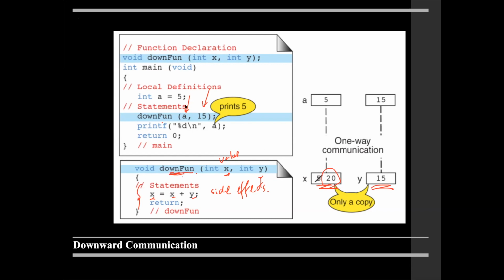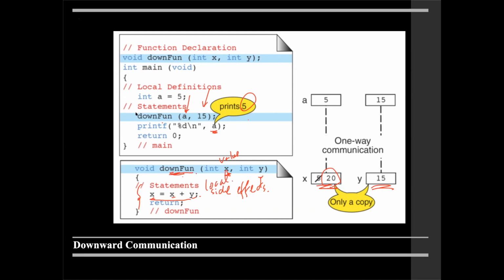So if you print out the value of a here, this prints 5. Why? Because whatever happens inside this down function happens inside this down function only, because this down function is simply making a copy of x and y, in value, and making some changes, and they're producing something we call local side effects here, and nothing goes outside of this down fun.